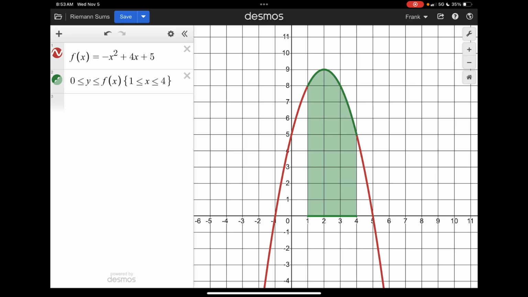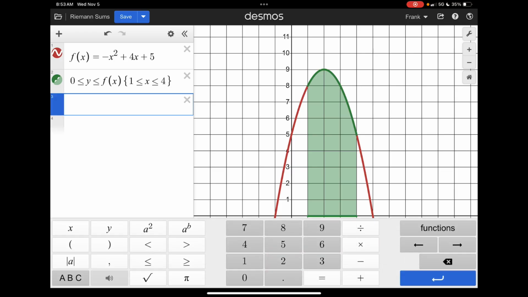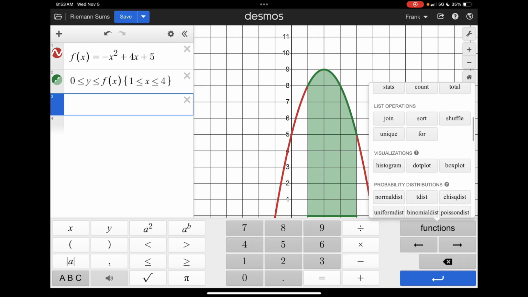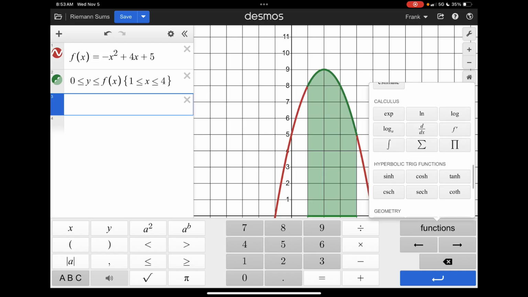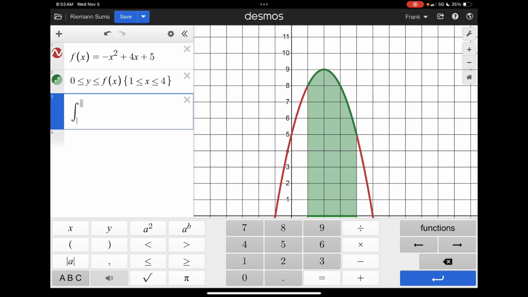What's really cool about Desmos is Desmos will calculate that area specifically for us as long as we tell it what we want it to do. So I will go ahead and do that now. When you bring up Desmos, you're going to go to Functions, and you're going to scroll until you see the integral sign. And there it is, the integral sign. And it's asking me for the limits of integration. So between what values do I want to find this area? So I'm going to do 1 and 4.